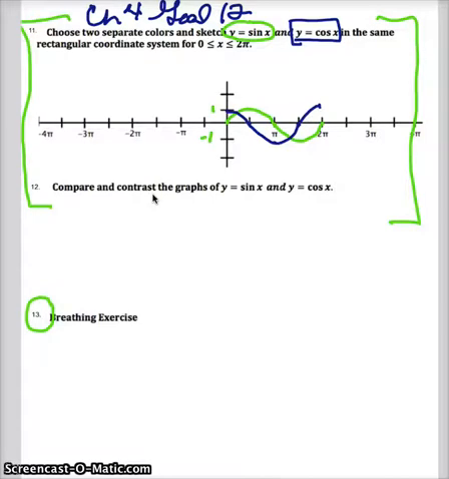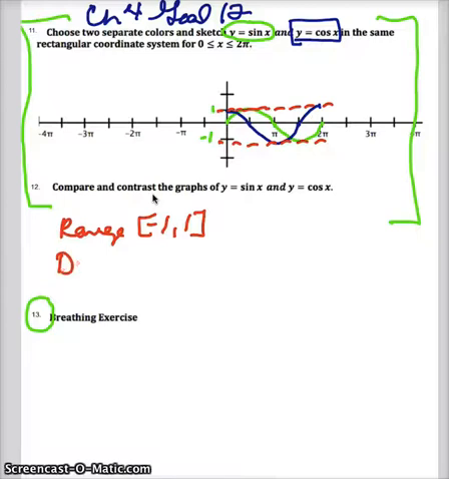Some comparisons, some things that are the same. I noticed that both of these functions have the same max and the same min. So I know that the range for both functions is -1 to 1. Also, the domain of these functions. I know that in this drawing, we've only sketched them from 0 to 2 pi according to what I asked you to do. But if we continued to draw pattern or period after period after period, the domain is -infinity to +infinity for both functions.